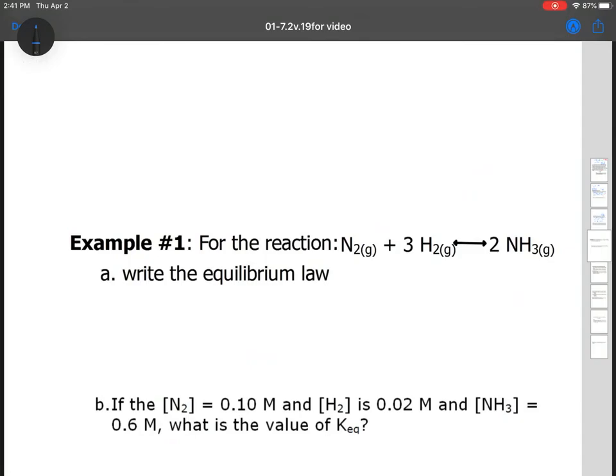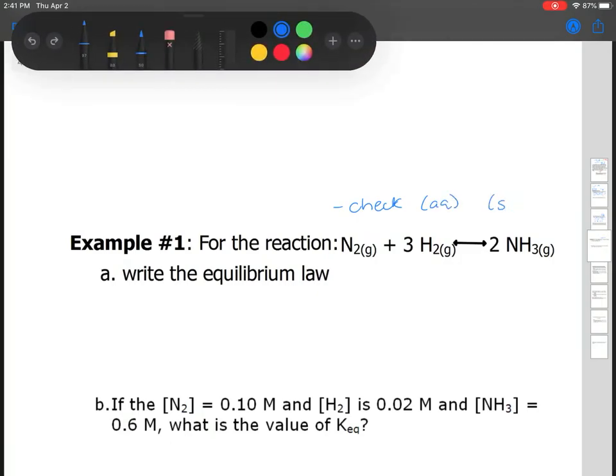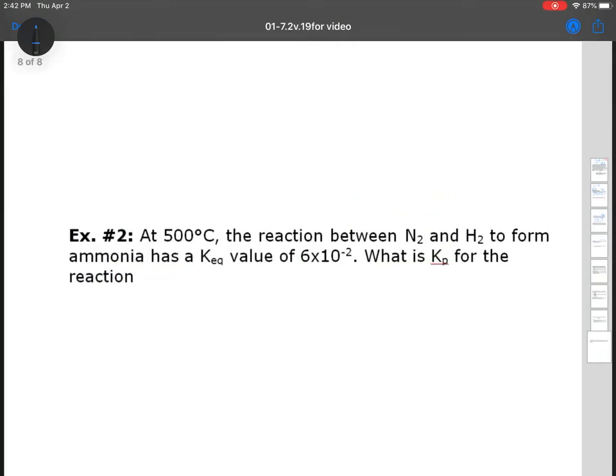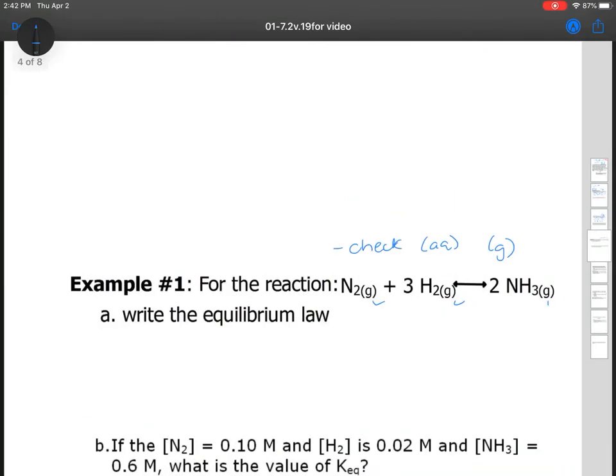Okay, so let's do an example. So here's a reaction. We're going to write the equilibrium law. So first you need to check that they are AQ, not S, sorry, AQ or gases. So we have gas. Wonderful. So they all are included in the equilibrium law. And then you're looking for the coefficients. They are going to become the exponents. And you want to do products over reactants.